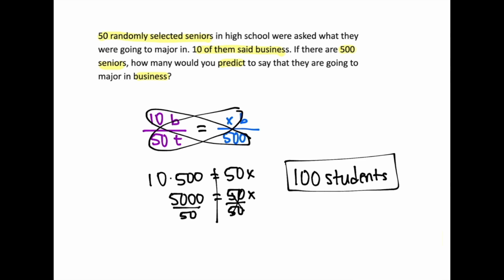Let's talk about a source of bias. If you went in and only selected seniors that were in woodwork, then that would not be an accurate picture of the whole school. You could also not say that this would work for the whole country. This is only representative of the students at this school.